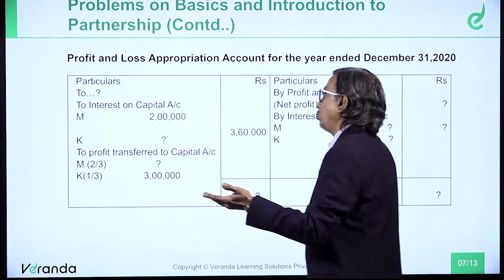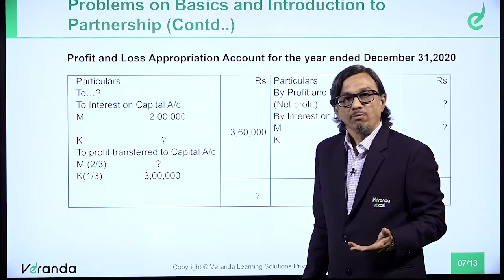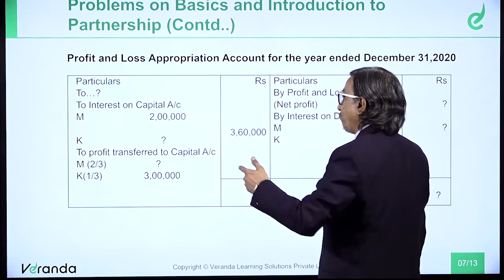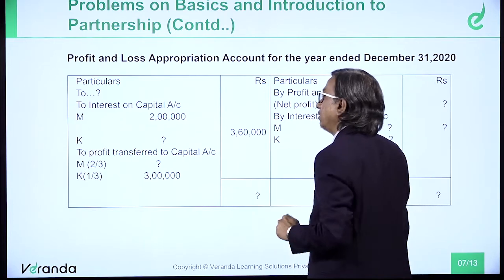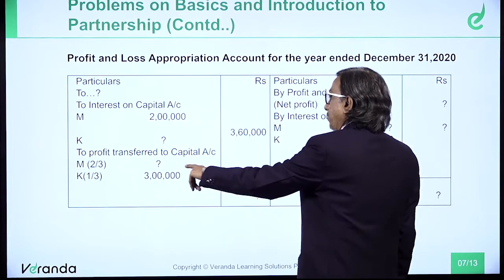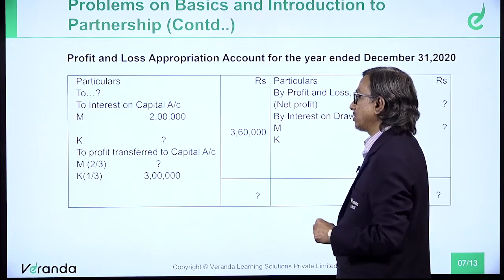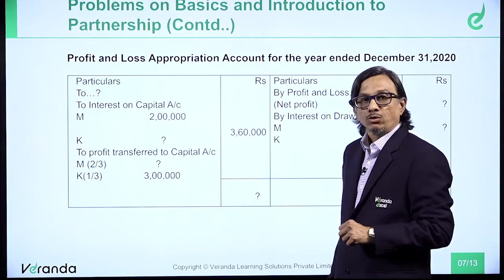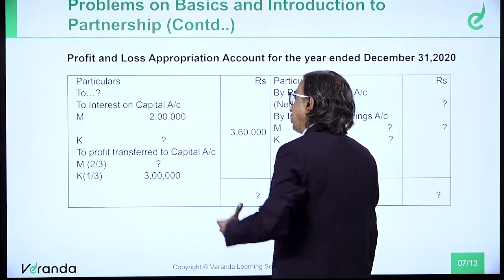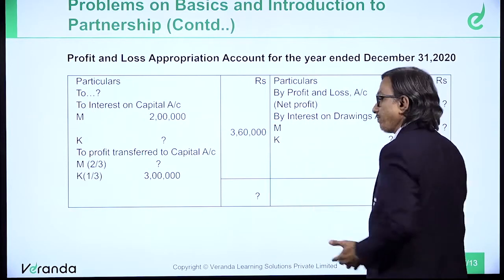So, what is this 2 question mark? What could that be? It could probably be salary payable to a partner. And you have to find out what is the interest on capital to the other partner K. What is the profit share due to M? Very easily you can calculate, because K is entitled to 1/3 of the profit, which is 3 lakh. Then what could be 2/3? Like that. Then what is the interest on drawing?